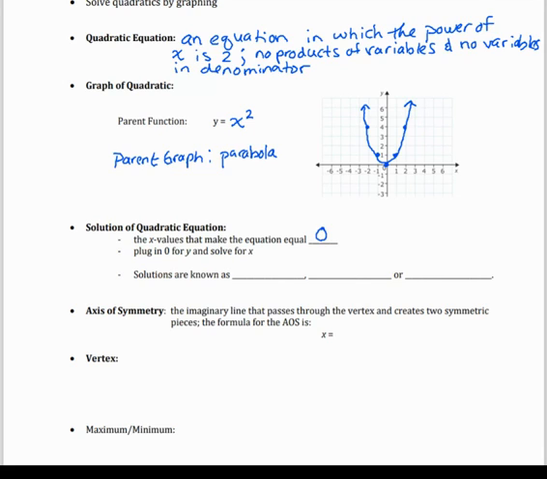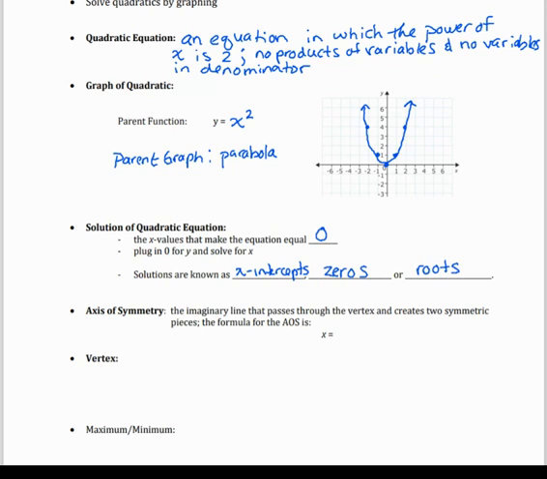Solutions are therefore known as intercepts, particularly x-intercepts, because again, we're looking at where it crosses the y-axis because we want our y value to be 0. Sorry, the x-axis because we want our y value to be 0. They're also called zeros because again, we focus on when it equals 0. And lastly, we can also call them roots. So you will be asked to either find the roots, find the zeros, find the solutions, find the intercepts. That all means the same thing.